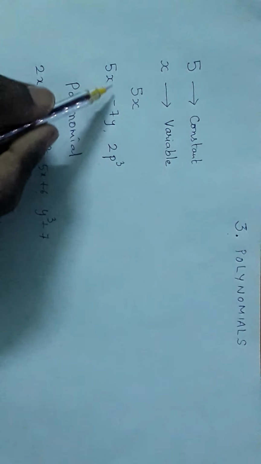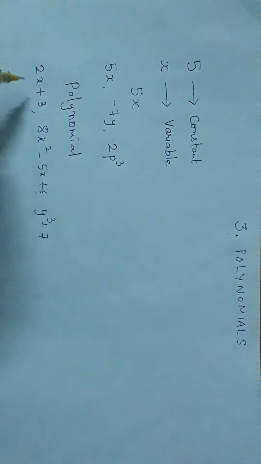If we write a polynomial with only one term, it is called a monomial. 5x is a monomial. If we write a polynomial with two terms, that is 2x plus 3, it is called a binomial. And if we write it with three terms, it is called a trinomial. So it keeps on going like that.